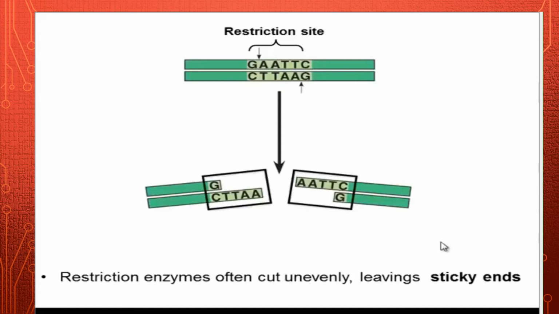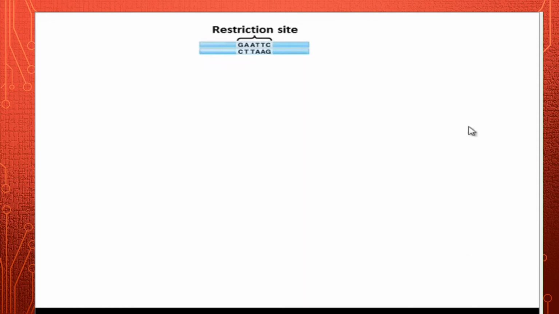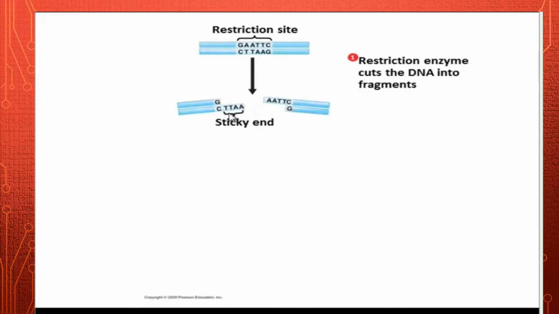So here we've got our sticky ends. Now let's take a look at how we would use these two enzymes together to create recombinant DNA. So here's our DNA sequence. Here's a restriction site for a particular restriction enzyme. First thing we're going to do is add a restriction enzyme to cut it into fragments. There we go. And here you can see the sticky ends.